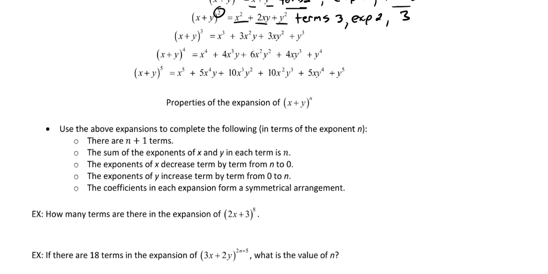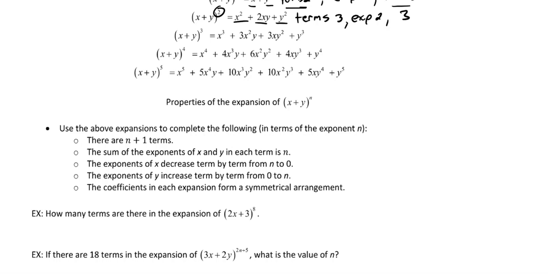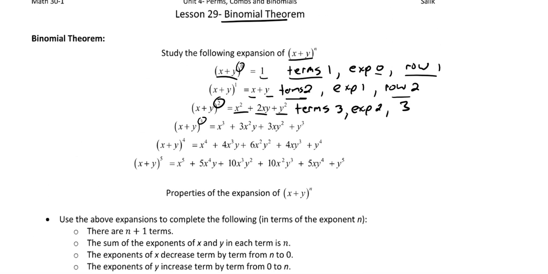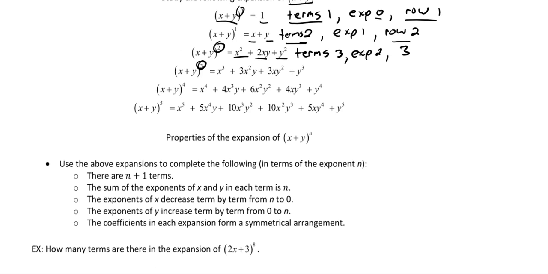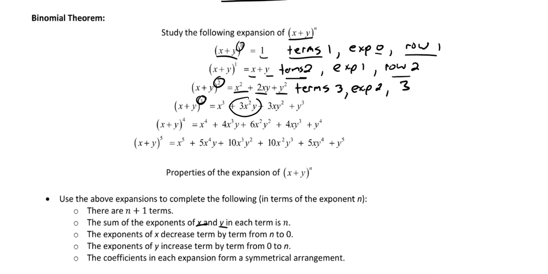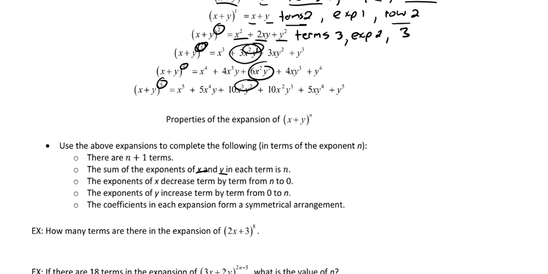So here are properties of the expansion. There are n plus 1 terms. So if your exponent is 3, then there are 4 terms. So 3 is my n value. The sum of the exponents of x and y in each term is equal to n. So if I look at any individual term, this is x to the 2 times y to the 1. 2 and 1 gives me that 3. And that's going to be the case for any of them. 2 and 2 gives me the 4. 3 and 2 gives me the 5. So that's all that's saying.